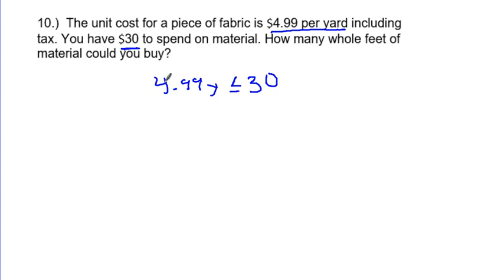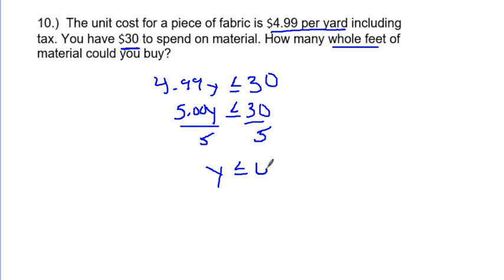Now, I know I'm going to get a crazy decimal because of the way the division is, but because it's asking for the whole foot, what I can do is say basically it's $5 per yard, because I don't want decimals. And now when I divide by 5, I figured out that I can buy no more than 6 yards. Okay, I can buy no more than 6 yards.